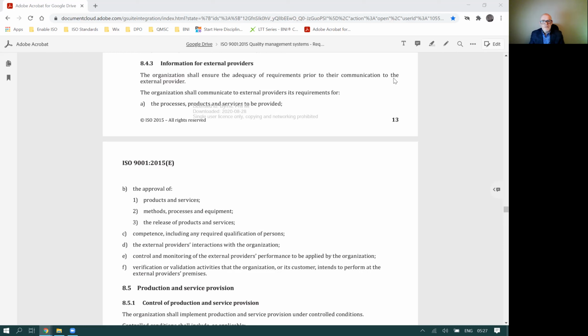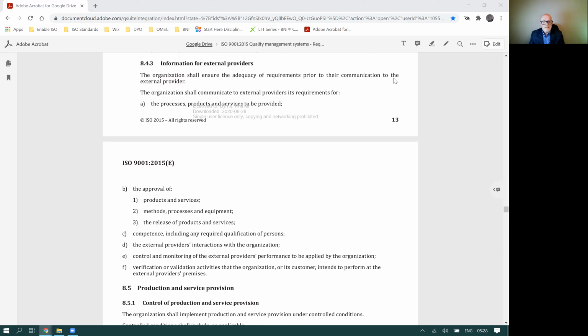B, the approval of 1, products and services, 2, methods, processes and equipment, 3, the release of products and services. So just to reflect back on preceding videos throughout the whole series, specification is important here, because it's really about making sure that there's an element of conformity that's understood and clear as part of the trading relationship. And then the release of products and services. So what is acceptable as an output of the relationship? What is to be delivered and how?